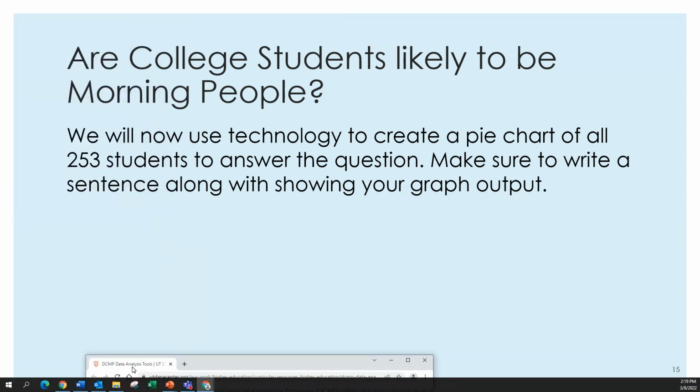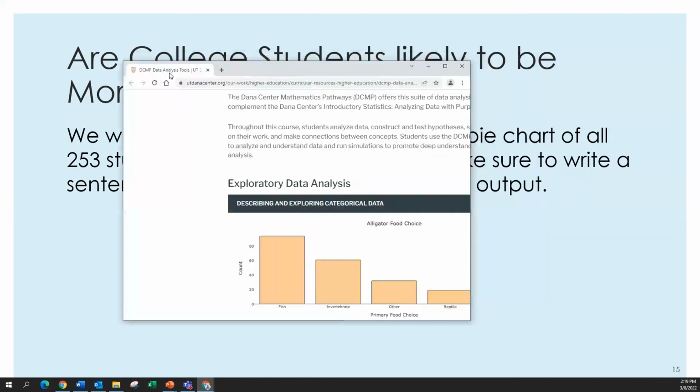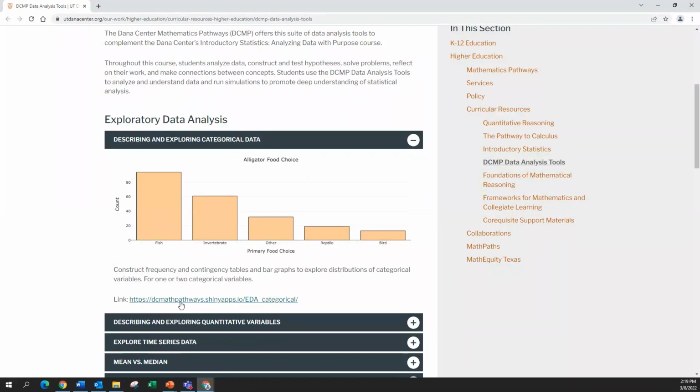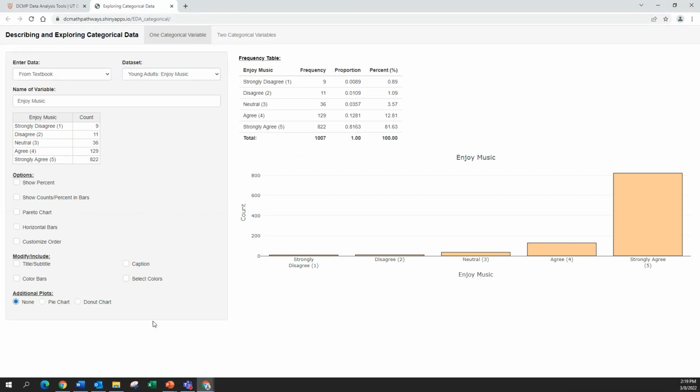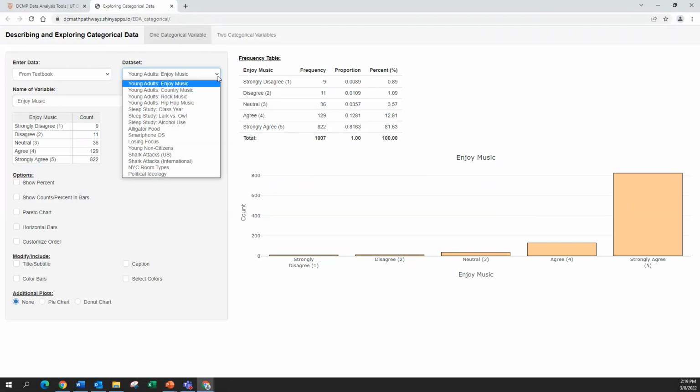It said here, use technology to create a pie chart. All right, so even though it shows me a bar graph, I want a pie chart. So click on the app. And it comes up. And we're using a data set from the textbook, but we don't want Enjoy Music, the one that it opens. So we want to go down here, Lark versus Owl.